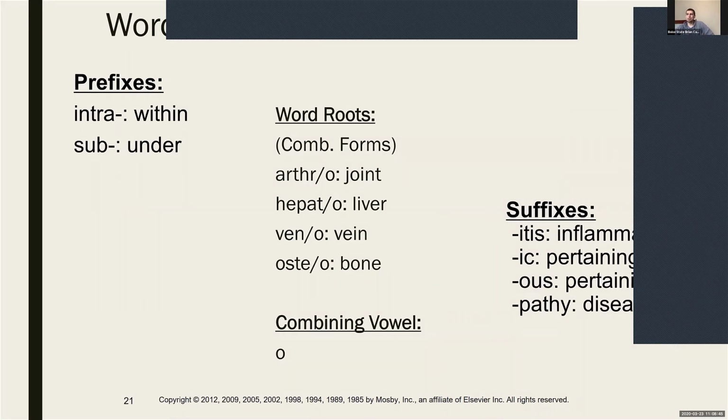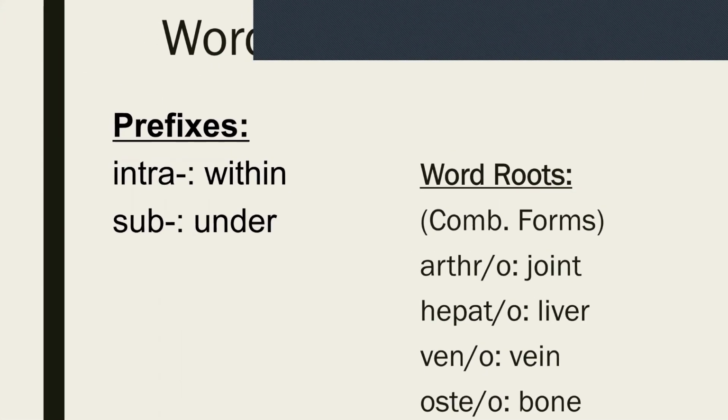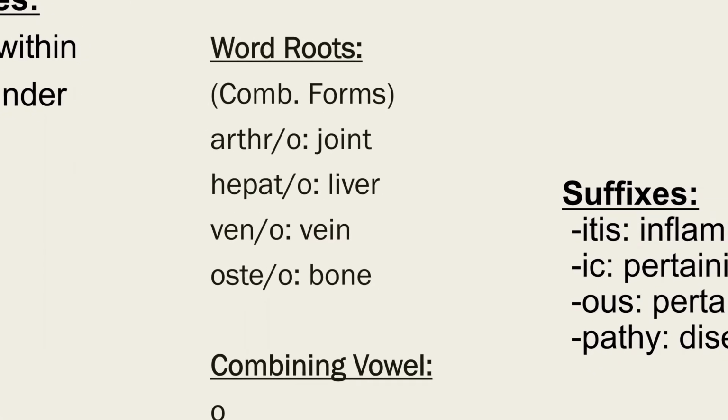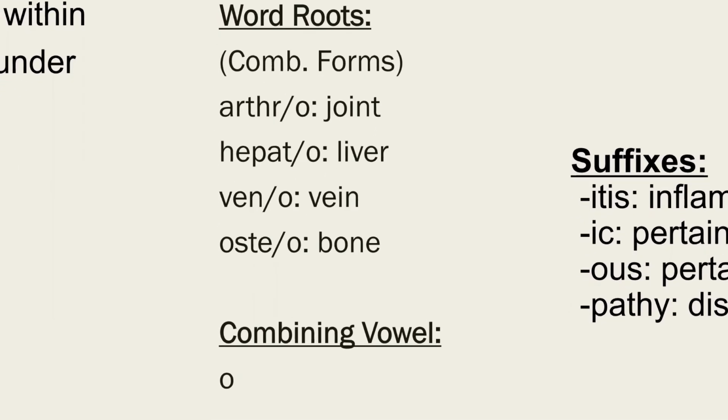Some common prefixes and just some examples. So intra, the a means within. Sub meaning under. We also used the term supra earlier today, meaning over or above. Some word roots, and then also their combining forms. So arthr would be the word root. Arthro would be the combining form, meaning joint. Hepat, hepato, meaning liver. Ven or veno, meaning the vein or the venous system. And then oste and osteo, pertaining to the bones.